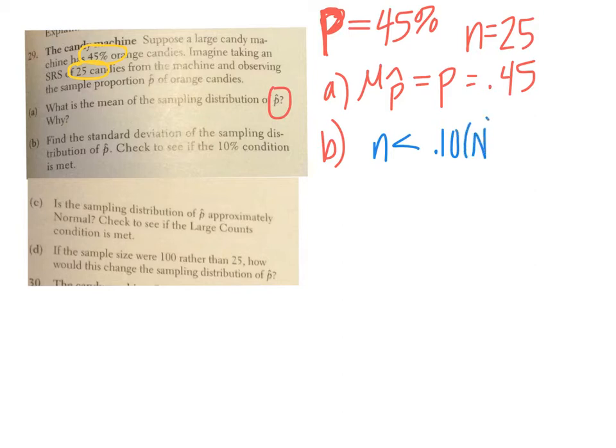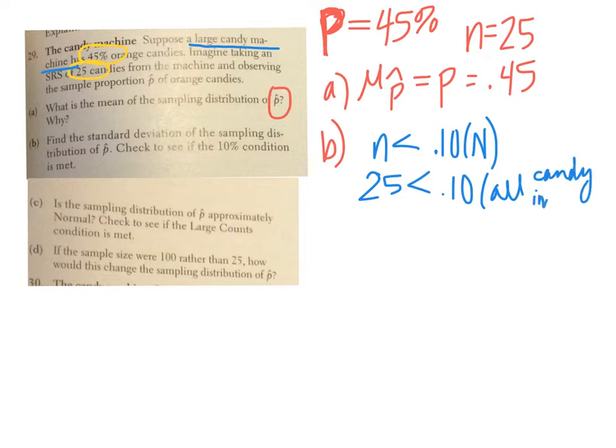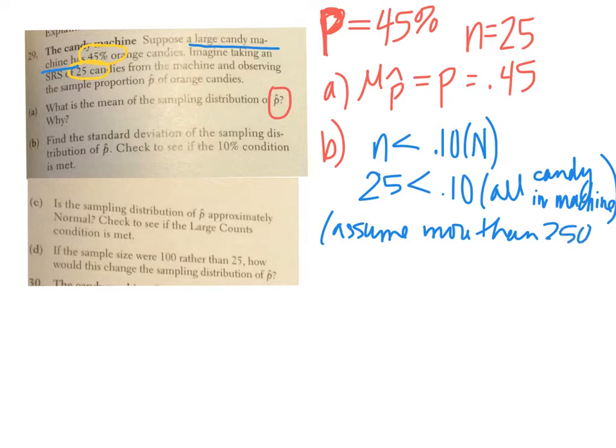So with notation, it looks like this. Now, we don't actually have the population size, but they did tell us that this was a large candy machine. So our sample size is 25. We can assume, what I'm going to write here is, this is less than 10% of all candy in the machine. And I might make a note that we're going to assume that there's more than 250 candies in the machine since it's large.